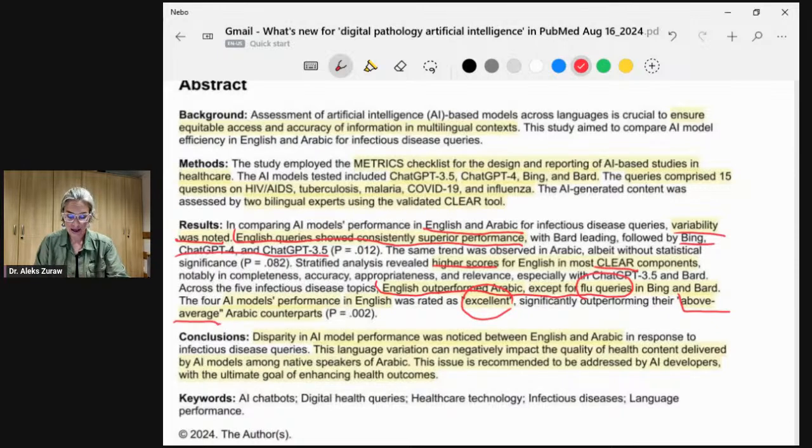And there is a conclusion. Disparity in AI model performance was noticed between English and Arabic. The language variation can negatively impact the quality of health content delivered by AI models among native speakers of Arabic, or probably native speakers of any other language than English. And this issue is recommended to be addressed by AI developers with the ultimate goal of enhancing health outcomes.